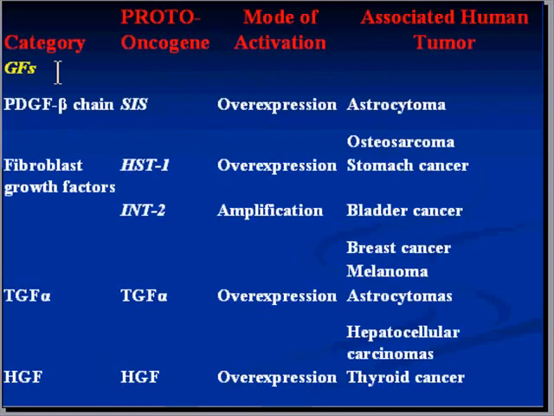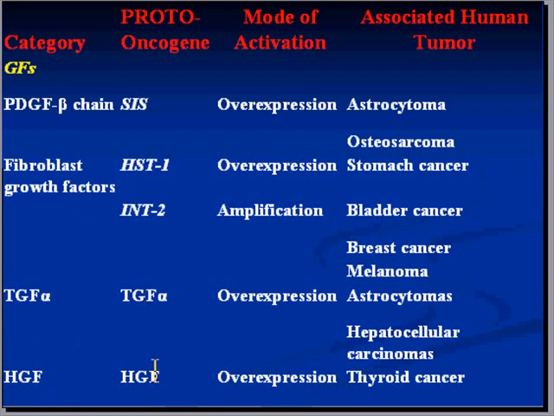So if you were to take the category of growth factors, for example, and we talked extensively about the growth factors, all the GFs, for example, the platelet-derived growth factor, fibroblast growth factors, transforming growth factors, hepatocyte growth factors. These are all proteins coded by genes, which can be called SIS, HST, TGF, HGF.